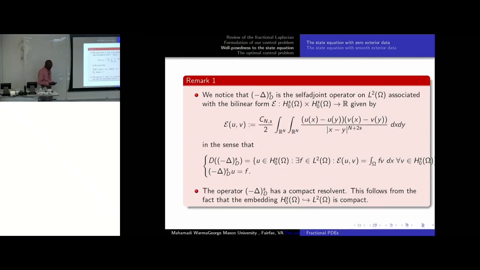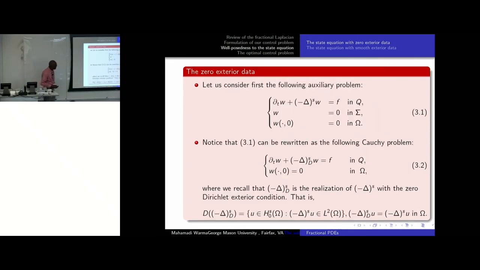The w in the second equation 3.2, w is 0 in R^n or only in Ω? It's only in Ω. So what happens outside at time 0? Yes, it doesn't matter. w here is 0 outside. Okay.